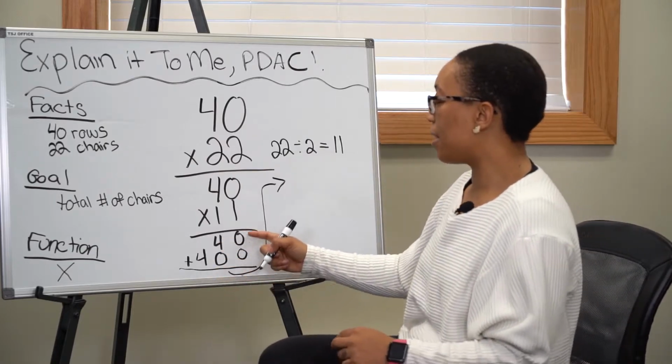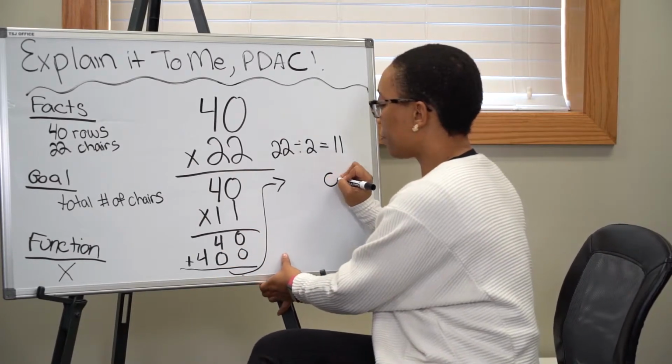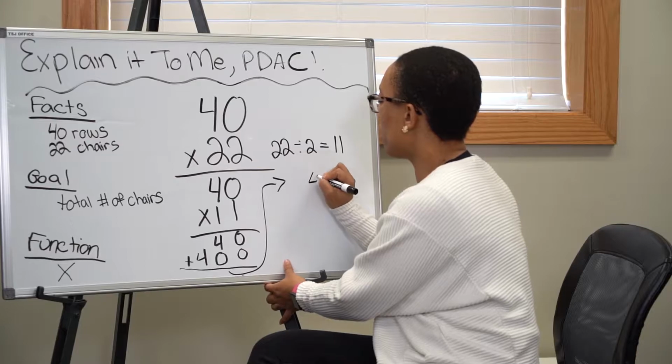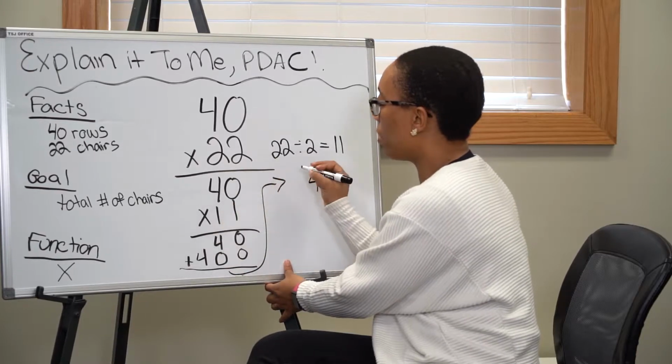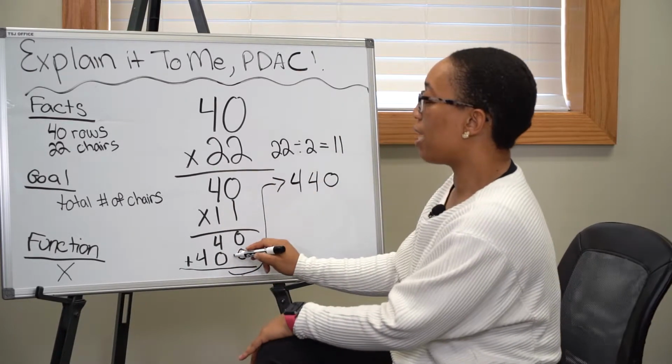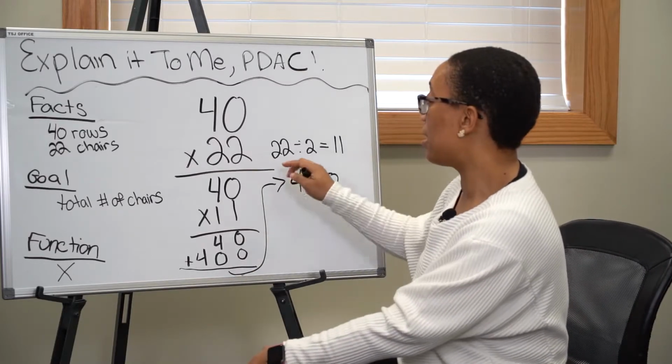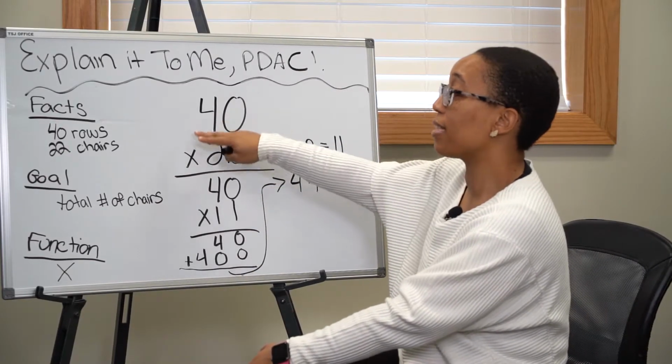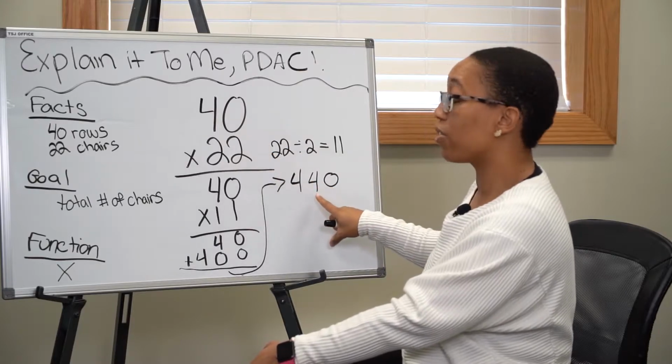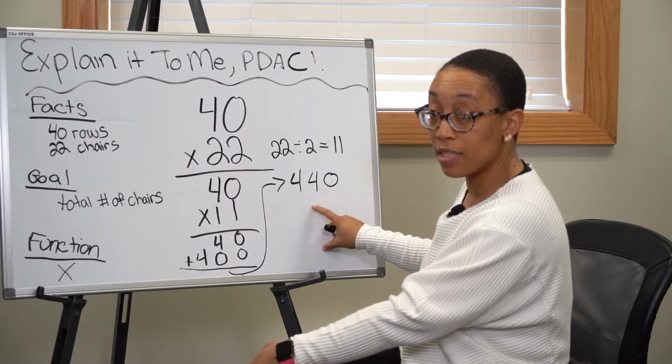So then we're going to add these. 0 plus 0 is 0. 4 plus 0 is 4. And then 4 plus 0, of course, is 4. So then that is this answer, but you're not done. Because since we divided 22, and that's not the original problem, we need to go back and multiply this number.